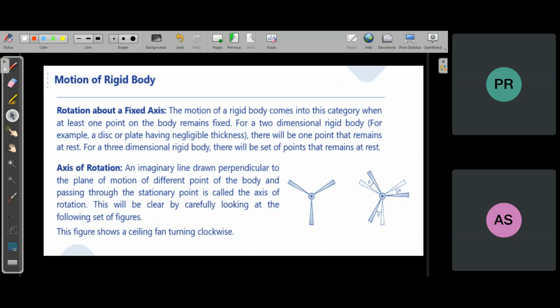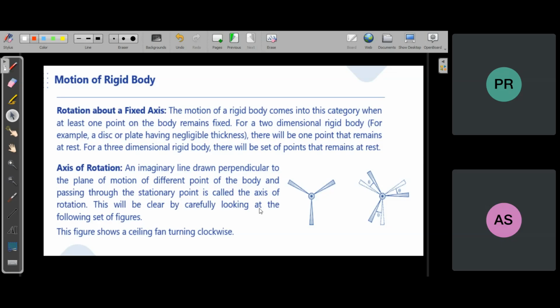So, rotation about a fixed axis. Whenever a body rotates about a fixed axis, we say that it is pure rotational motion, and here all the particles of the body will move in a circular path, and the centers of all those circles lie on the axis of rotation. Here you also have to understand that the axis of rotation will always be perpendicular to the plane of rotation.